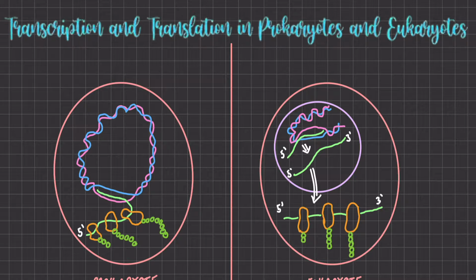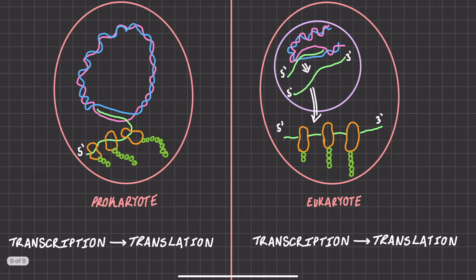So today I'm going to be talking about transcription and translation in prokaryotes and eukaryotes. So I have two little drawings here. First, I have a prokaryote on the left and a eukaryote on the right. So here you can see our circular DNA that is being unwound for transcription. Here in green we have our mRNA being created. And then here we have our ribosomes in orange that are synthesizing polypeptide chains.